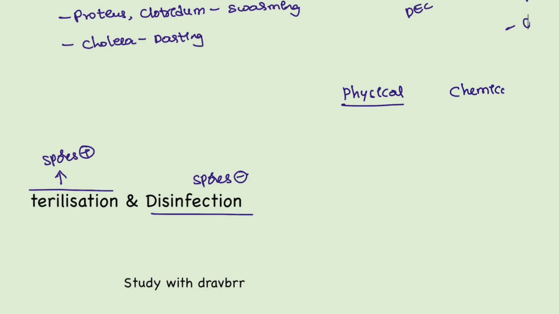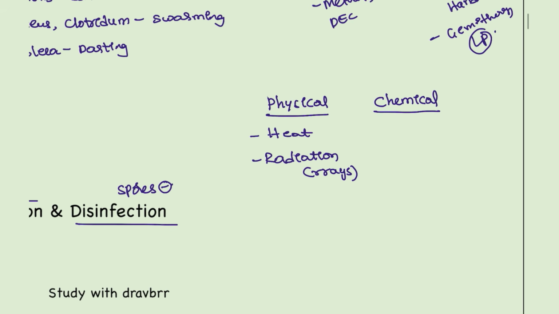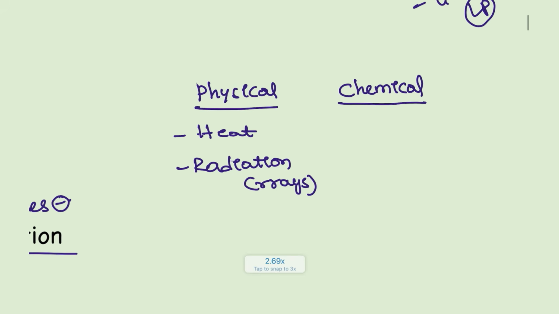In the physical methods, we have heat, which is commonly used, moist heat or hot air heat, and then also radiation, which uses gamma rays. And in heat itself, dry heat is the hot air oven, and moist heat is the autoclave.